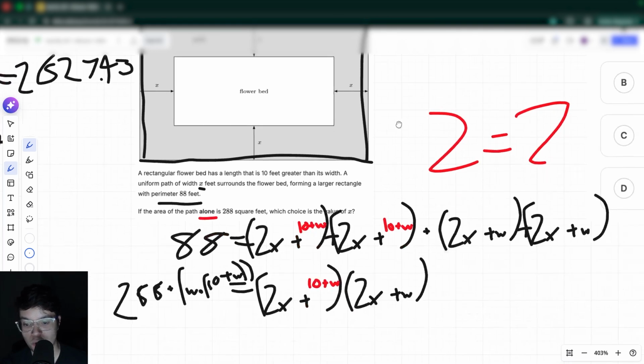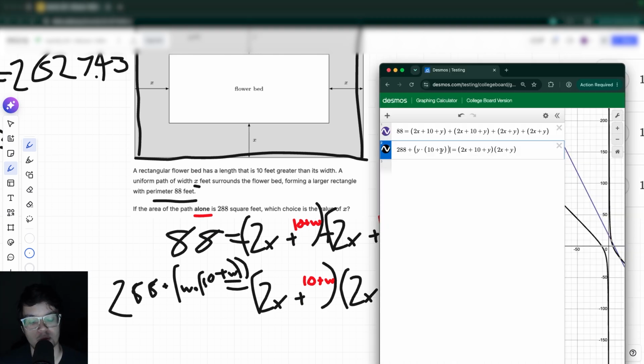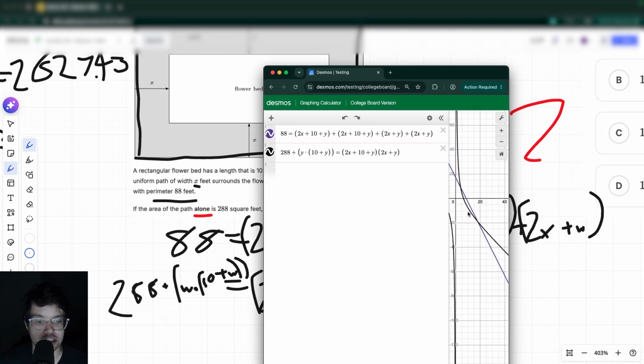What I can do next is put this entire thing into Desmos and solve it through that. Keep in mind, I replaced w with y, just because when you solve it this way, it doesn't let you put in a letter like w. Otherwise, it can give you an error like that. So I have to put y in here, but that's fine. Then all we have to do next is see where they intersect in the graph.